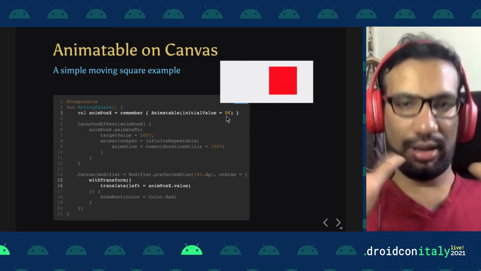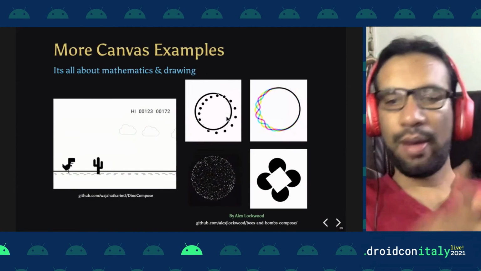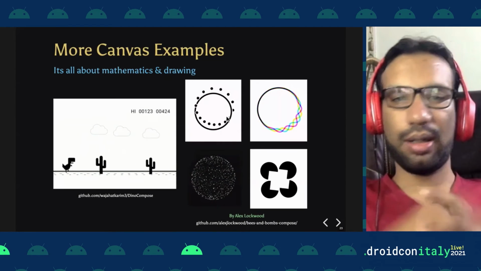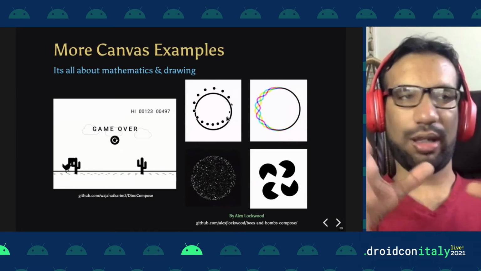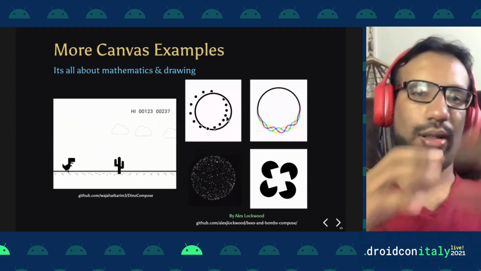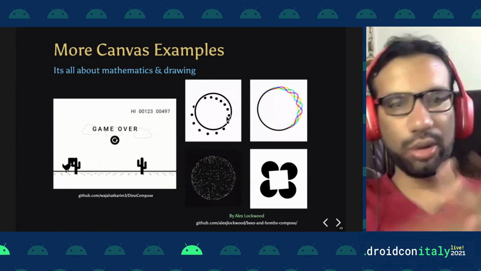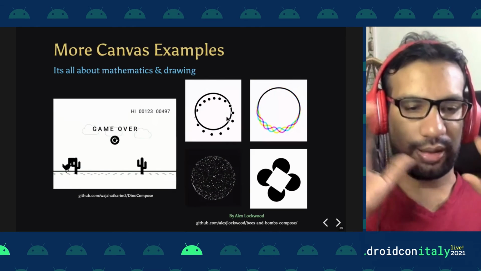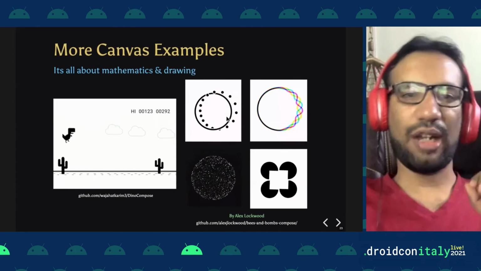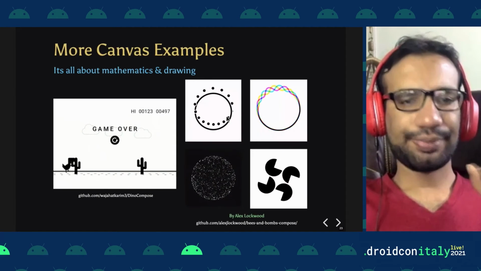Using this exact concept, I managed to create a dinosaur game, and Alex Lockwood created more complex examples and animations using this concept. All you have is a canvas and some mathematics, and you know what to draw, when to draw, and how to draw, and then it's all about just calculations and applying more and more transforms on the canvas. That is the whole idea behind all these examples.